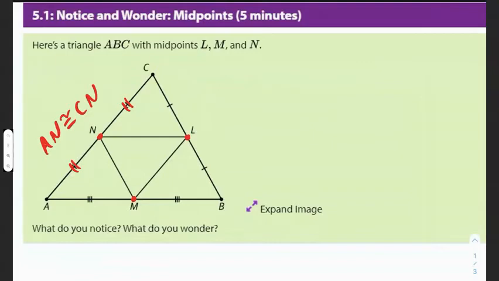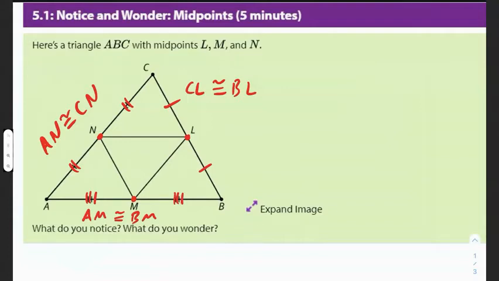You could say the same thing with LC, or CL, to BL, right? And you could say the same thing about AM being congruent to BM. And that's because of the congruency markings. What else did you notice?